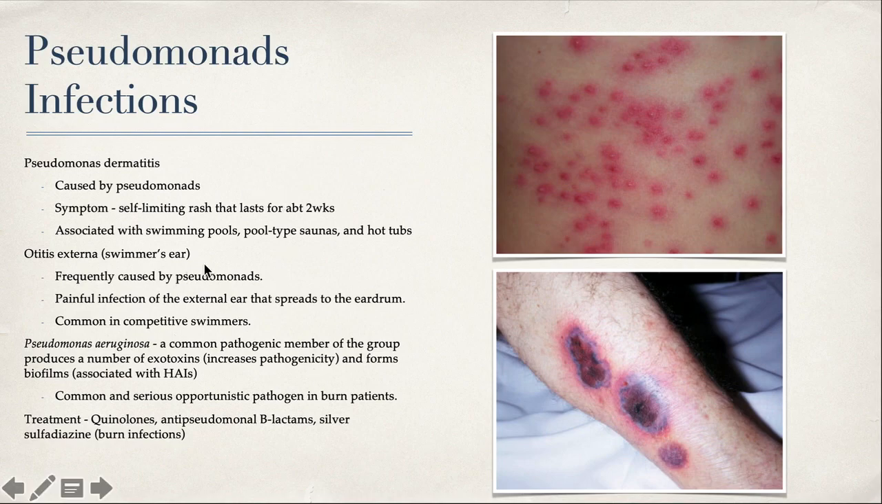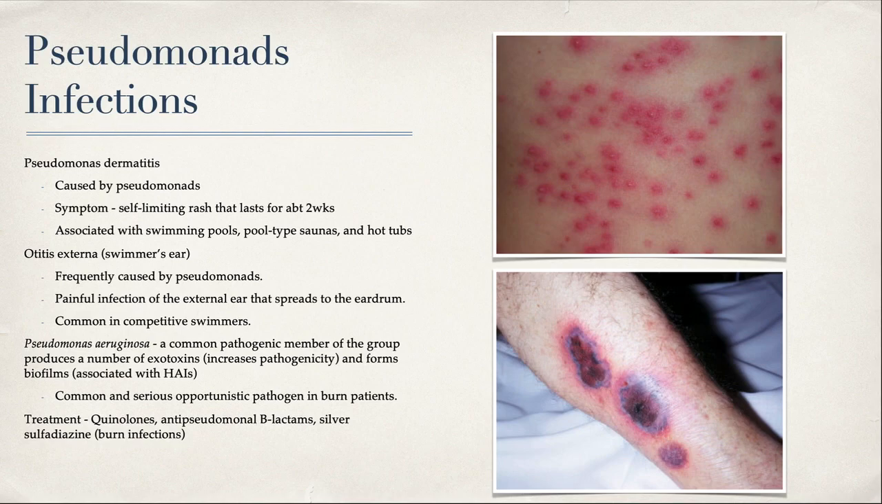Then you have otitis externa, or swimmer's ear, which is also frequently caused by Pseudomonas. It's associated with a painful infection of the ear, the external ear, and then it's going to spread into the internal ear. And it's often common in people who swim a lot.